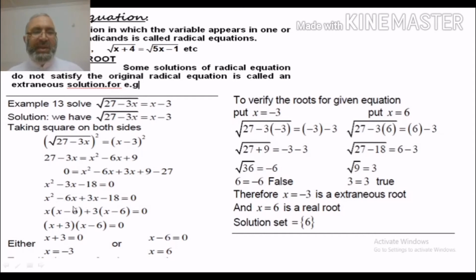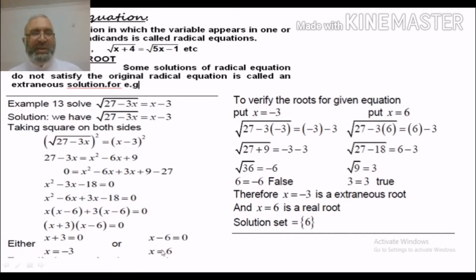So x square minus 6x plus 3x minus 18 equal to 0. In the first two terms, x is common, x into x minus 6, plus in the next two terms, 3 is common, we get x minus 6 is equal to 0. So x minus 6, x plus 3 equal to 0. So each factor, x plus 3 equal to 0 or x minus 6 is equal to 0. This means x is equal to minus 3 or x is equal to 6.